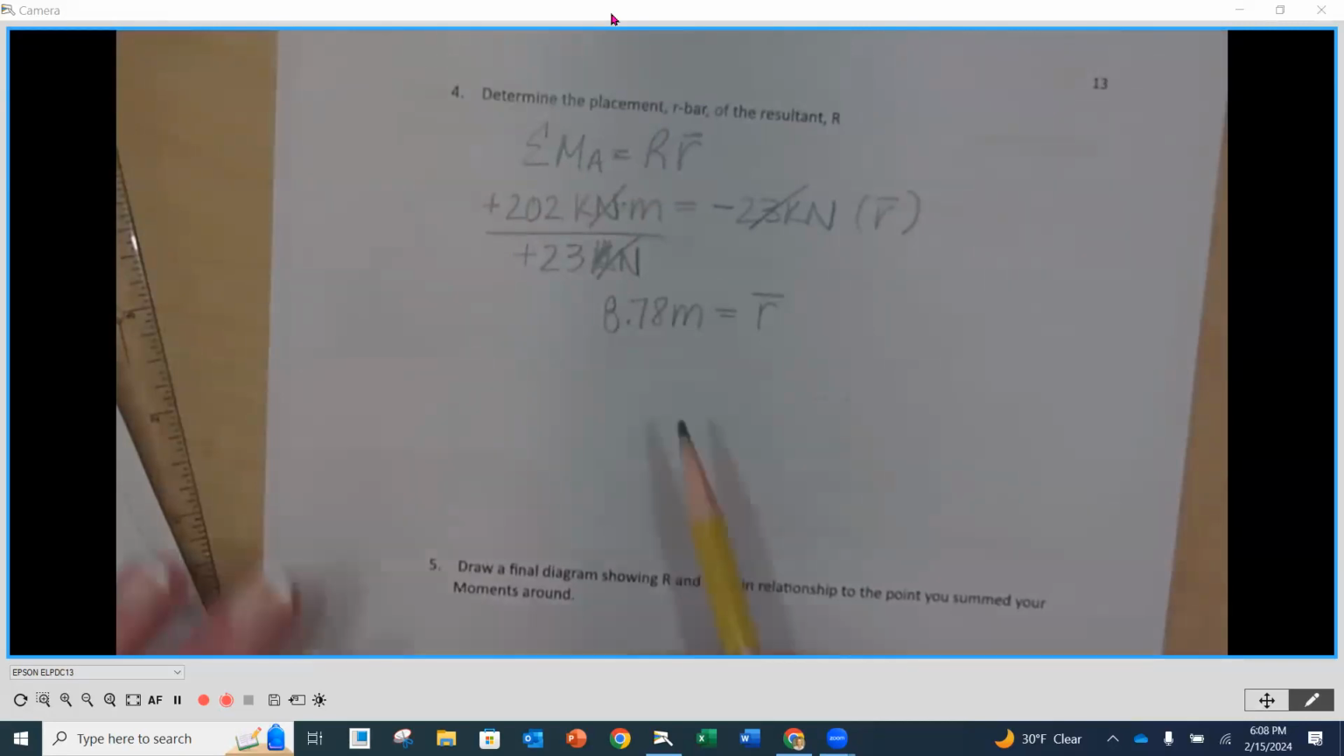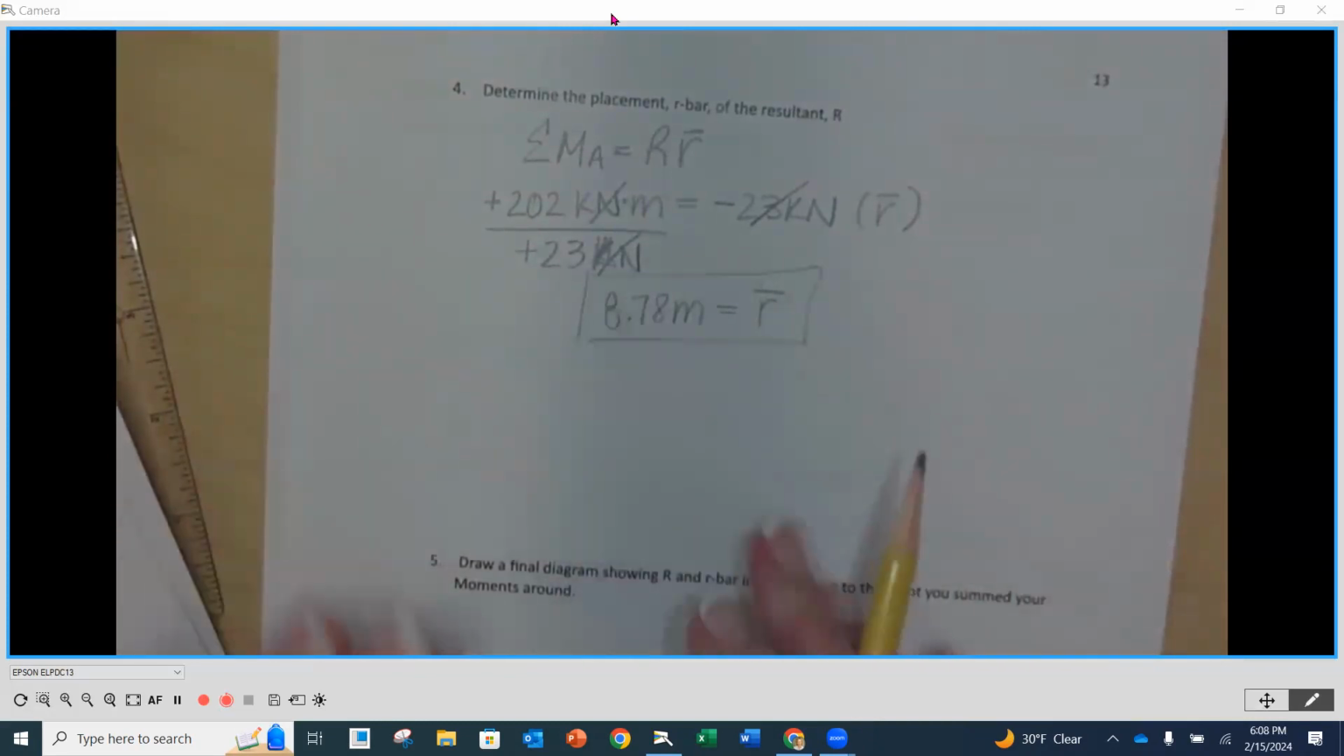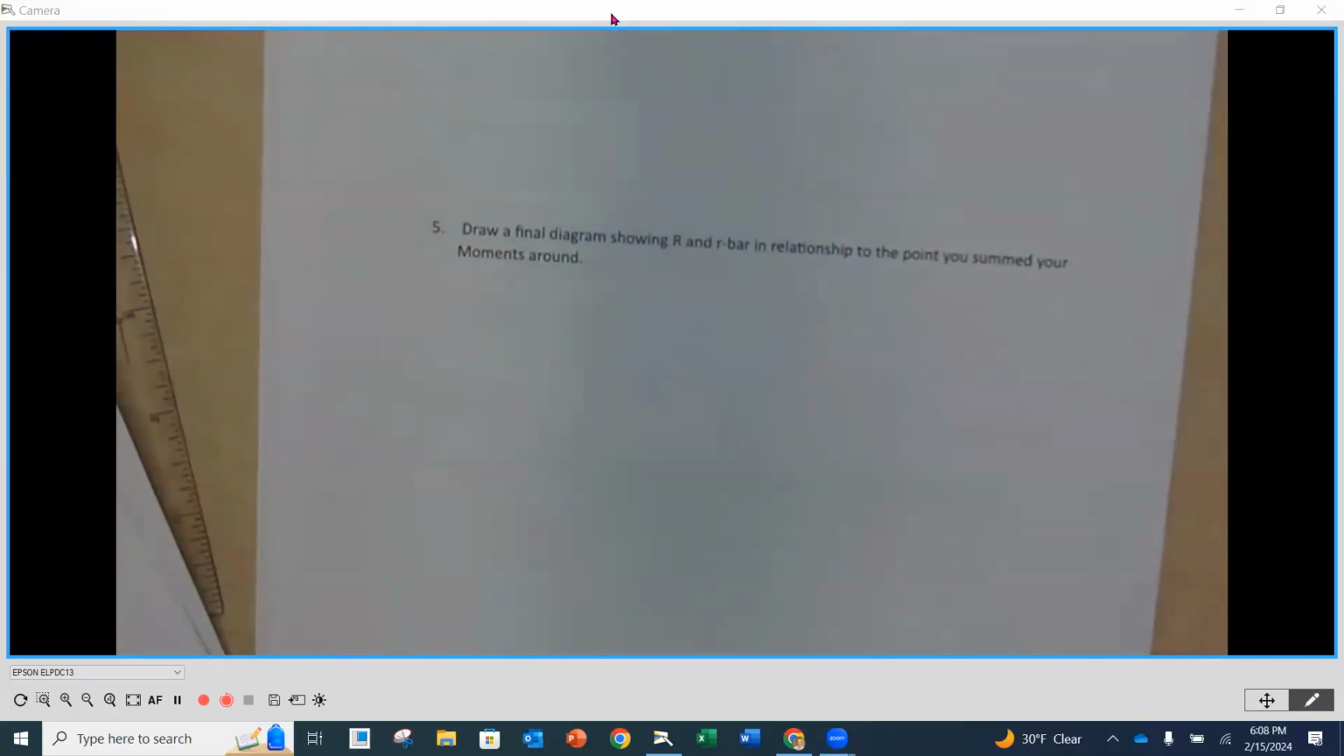Now, the very last step, we can put a box around this. The very last step is, it's nice that we got R bar. It's nice that we got R. Now I want you to draw a diagram and show me what those answers mean.